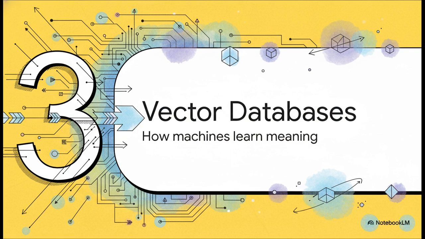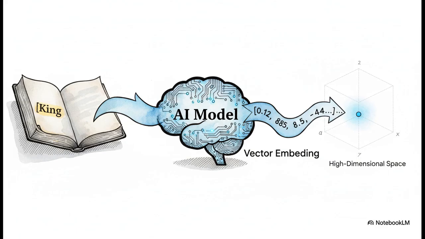Okay, so this is where it gets really, really cool. How does all this understanding actually work under the hood? Well, that brings us to the engine that drives this entire thing. The vector database. So how does a computer get the meaning of a word? Well, for a computer, meaning is just math.